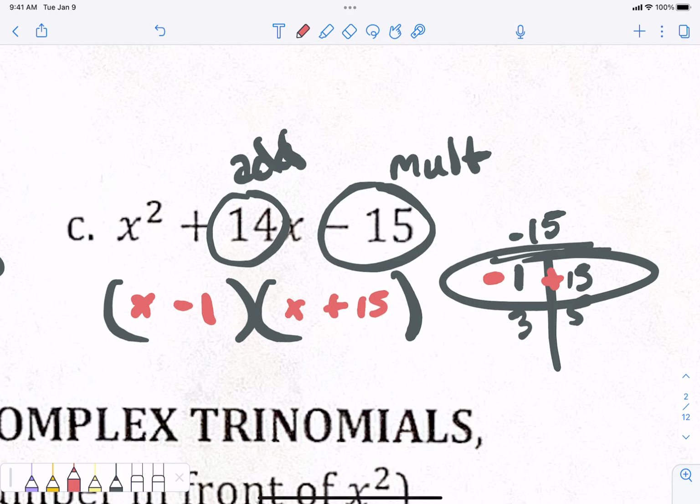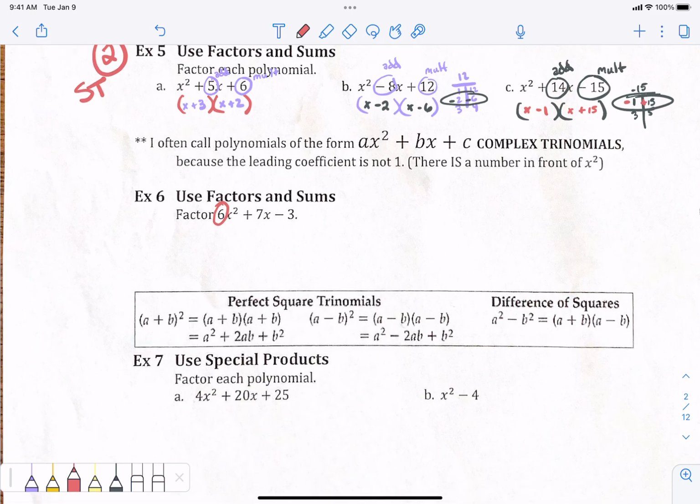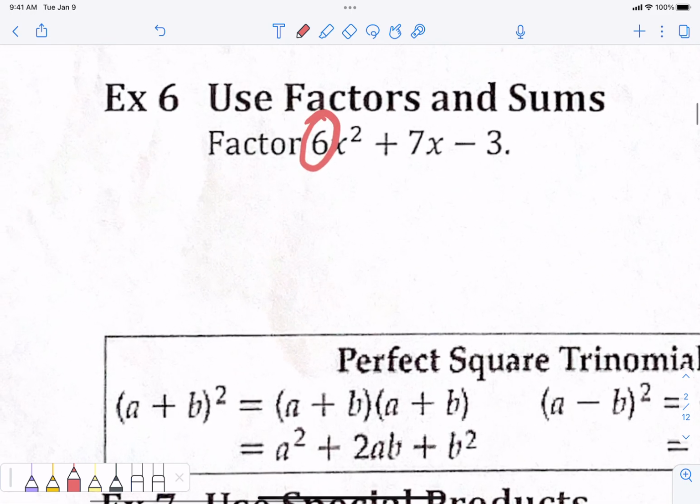Have you guys done this before? Yeah? Okay. Good. Happy with this? Not too bad, right? We like these. Okay. This is the hardest one, the complex trinomials. These are icky. Ask any of the upperclassmen, they're like, we don't want to do this.